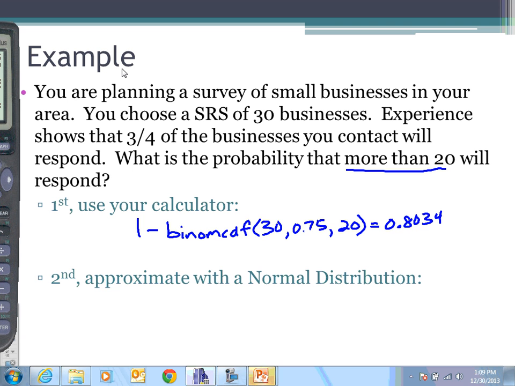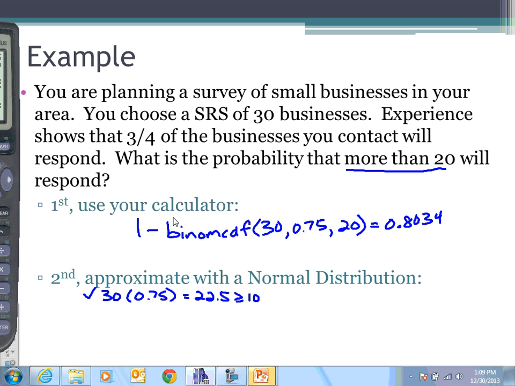Okay, so next let's approximate this with a normal distribution. Well, the first thing that we need to do is make sure that our rule of thumb is met. Now, when we check our rule of thumb in this problem, again, we're taking n times p. So if I take n, which is 30, times the probability of success, which is 0.75, well, that will come out to be 22.5, which is greater than or equal to 10. So we meet the rule of thumb for n times p.